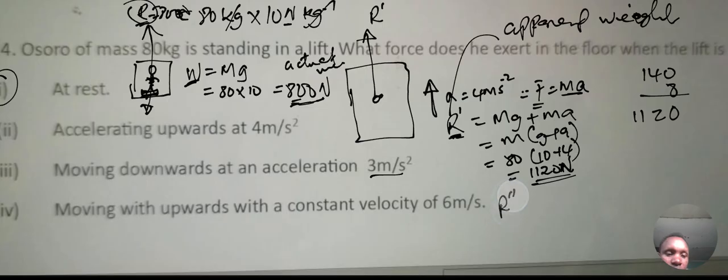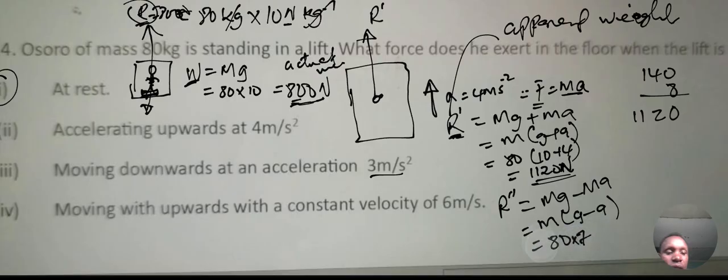So let's call it R prime prime. It will be the same as its weight, which is mg, and then you subtract the force due to acceleration downwards, ma, so that it weighs less. And therefore, in this case, this will be m into g minus a, and it is just 80 into 10 minus 3, which is 7. 80 times 7 gives us 560. So he weighs 560 newtons. So Osoro weighs less.